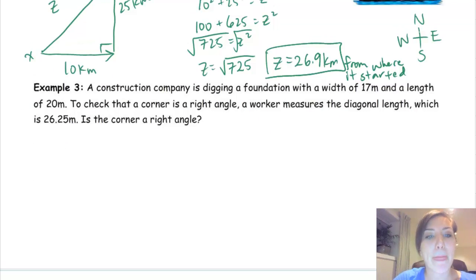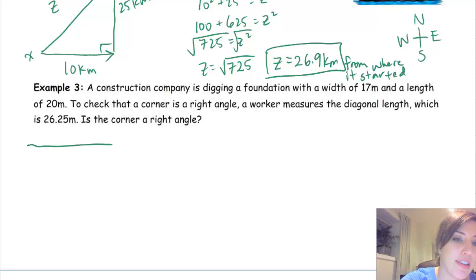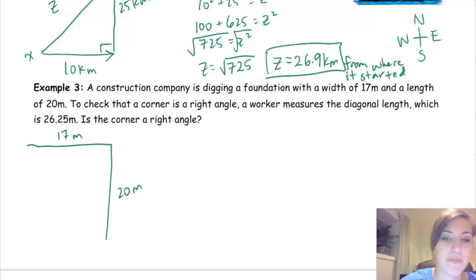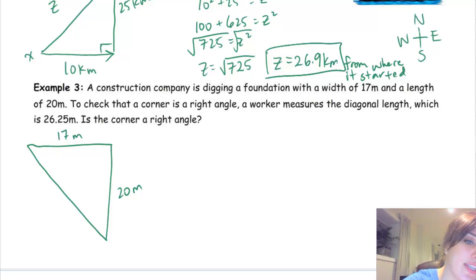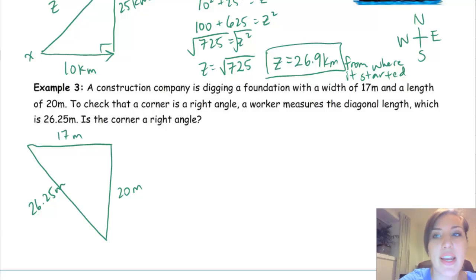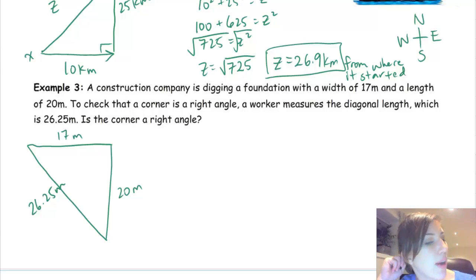Last example for today. A construction company is digging a foundation with a width of 17 meters and a length of 20 meters. So we can draw that out. To check that the corner is a right angle, the worker measures the diagonal length, from that point to that point, which is 26.25 meters. Is the corner a right angle? We don't know, so we can't write it yet, but that's what we want to find out. How are we going to figure this out?